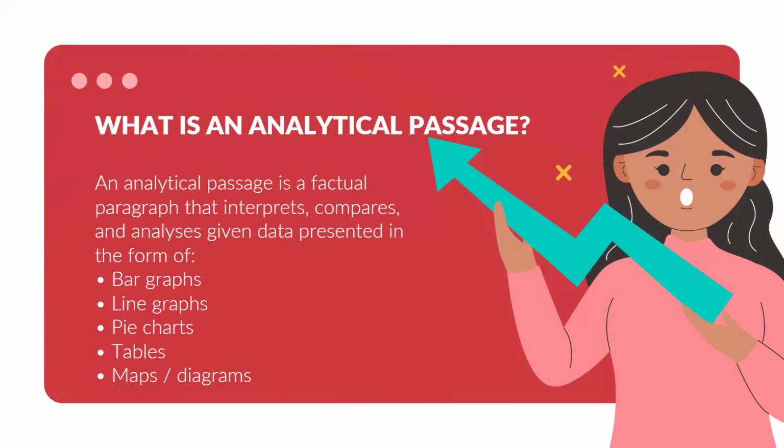So, what is an analytical passage? An analytical passage is a factual paragraph that interprets, compares, and analyzes given data presented in the form of a bar graph, line graph, pie charts, tables, maps, or diagrams. The writer does not give any opinions. The passage is based only on the given data.